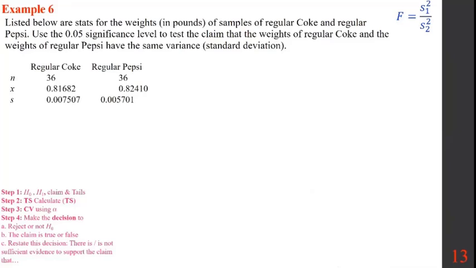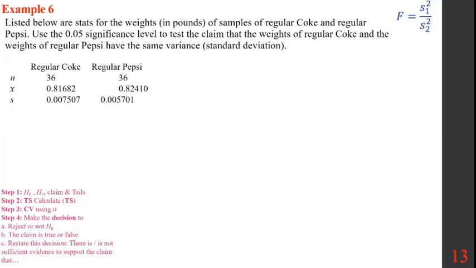Listed below are stats for the weights in pounds of samples of regular Coke and regular Pepsi. Use the 0.05 significance level to test the claim that the weights of regular Coke and the weights of Pepsi have the same variance or standard deviation. And then it has the numbers. The given information is symbolic, so you don't have to write it out. So you have n sub 1, n sub 2. They happen to be identical, 36. You have x bar sub 1, 0.81682, and the other one is 0.8241.